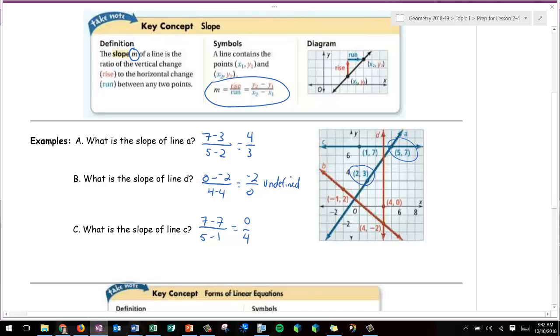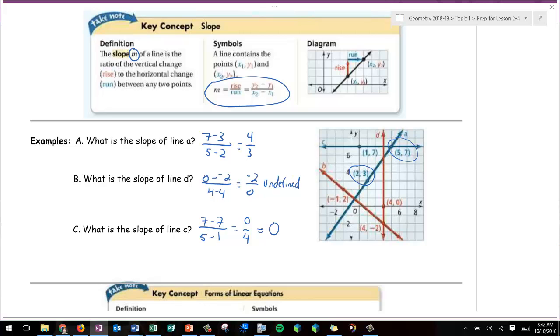When we look at letter C, what's the slope of line C? We have 0 divided by 4, and 0 divided by any number, if I divide nothing by 4, I still am left with nothing. So that's known as zero slope. So if you have a horizontal line, it's zero slope. If you have a vertical line, it is an undefined slope.